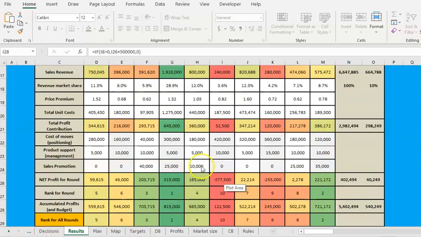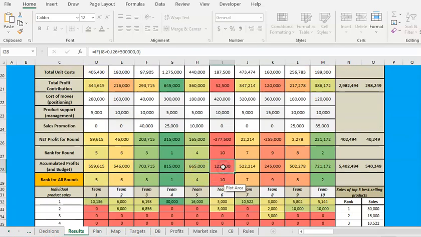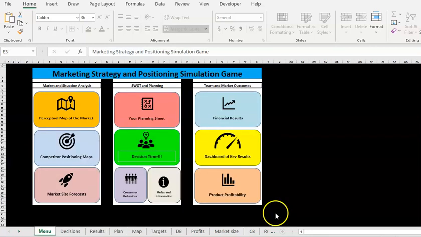So if I go back to the outcomes, this team here will have 200,000 to spend, and this team will have an extra 800,000 to spend, so they have a significant advantage going forward. Okay, back to the menu items, dashboard of key results.